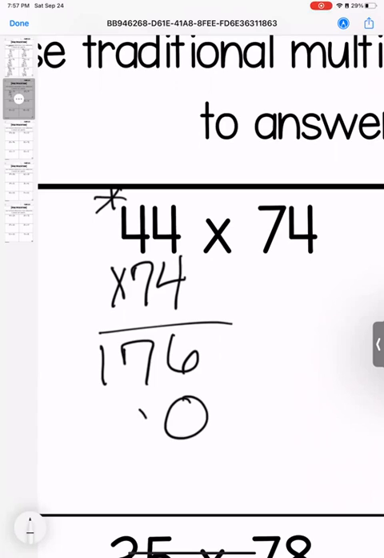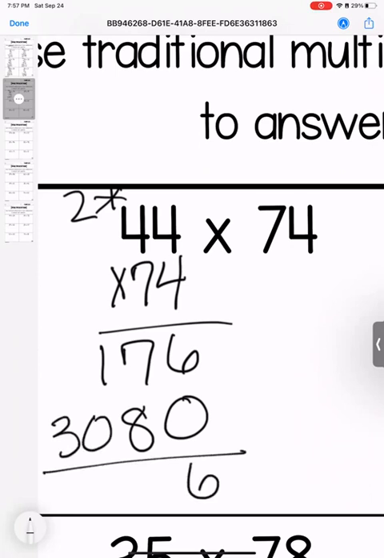7 times 4 is 28. Carry my 2. 7 times 4 is 28. Add 2 is 30. I add. 7 and 0 is 7. 7 and 8 is 15. 0 and 1 is 1. And 3.